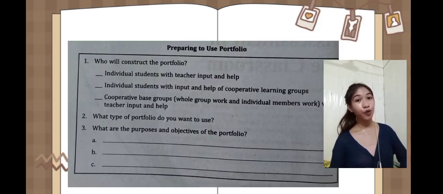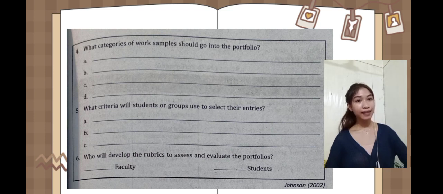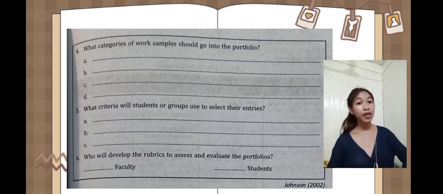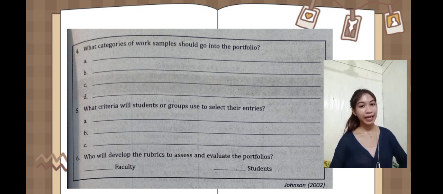Number 1. Who will construct the portfolio? Number 2. What type of portfolio do you want to use? Number 3. What are the purposes and objectives of the portfolio? Number 4. What categories of work samples should go into the portfolio? Number 5. What criteria will students or groups use to select their entries? And lastly, who will develop the rubrics to assess and evaluate their portfolios? Is it the faculty, the teachers, and so on? These are your guidelines in making or using your portfolio.